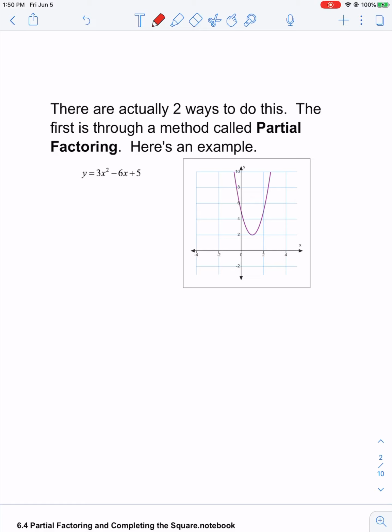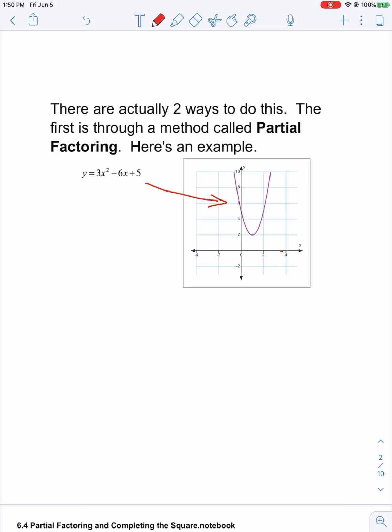Factoring is the one that doesn't work all the time. But these two methods that I'm going to do today, they work all the time. You can get to the vertex all the time using either one of these two methods. They both always work. Okay, so this is the graph of that equation, and you can see that there are no x-intercepts here, which means this wasn't factorable, which means we couldn't have done it that way.